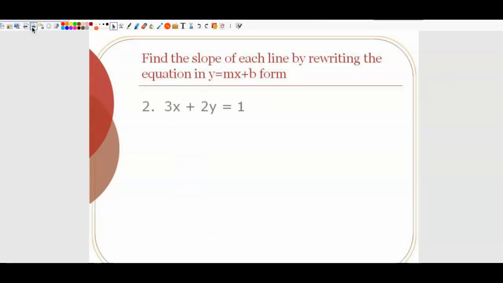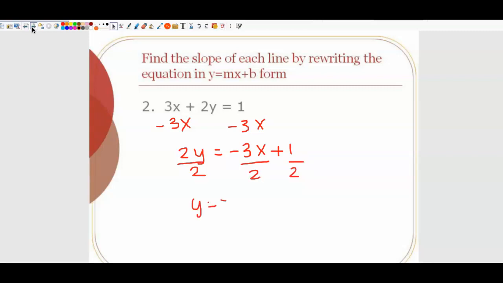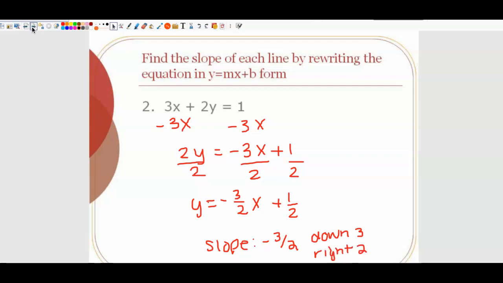Number 2, once again, solve for y. So we're going to subtract 3x from both sides. Again, divide everything by 2. And my slope is negative 3/2. So what that means is on the graph, we are going down 3 and right 2. So when we're graphing this, you're going down 3 and right 2.